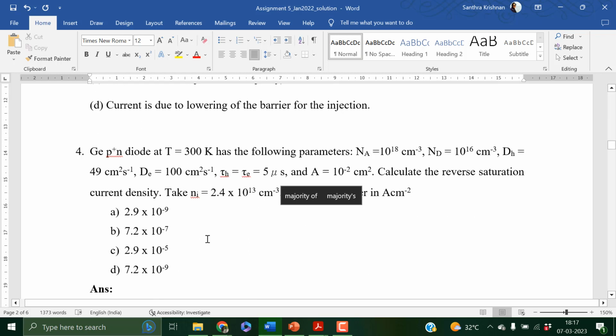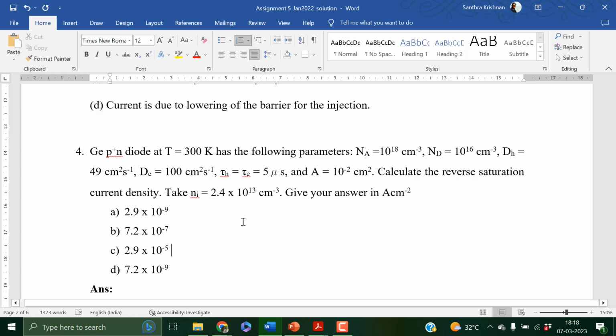So next is a germanium PN junction diode at temperature T equal to 300 Kelvin, which has the following parameters: Na is given, Nd is given, Dh and De are given, tau H and tau E are given as 5 μs, and A is also given. Calculate the reverse saturation current density. Take Ni to be 2.4 into 10 power 30.